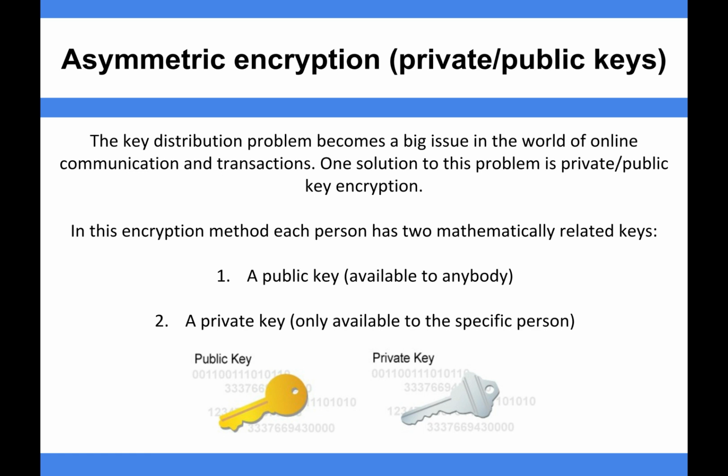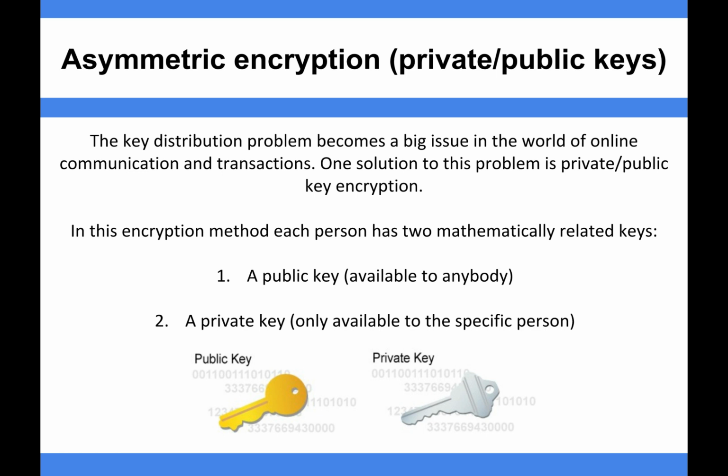But you can get two keys that are mathematically related, and even if you know one key, it is almost impossible to work out the other key. So just trust me that you can have two keys that work in harmony together. They're mathematically related, but knowing one doesn't mean you can know the second.